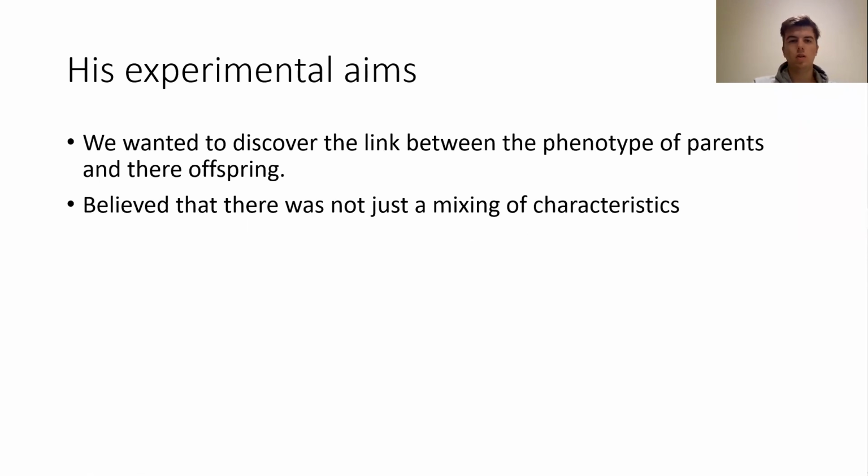Before Mendel's time, they just thought that the parents would have an offspring and it would just be a mix of the parents, and that's how genetic diversity occurs. But he thought, how does this make sense? There'd be no genetic variance, as it would just keep being a mix of the parents in the offspring. He believed that it was not just a mixing of characteristics.